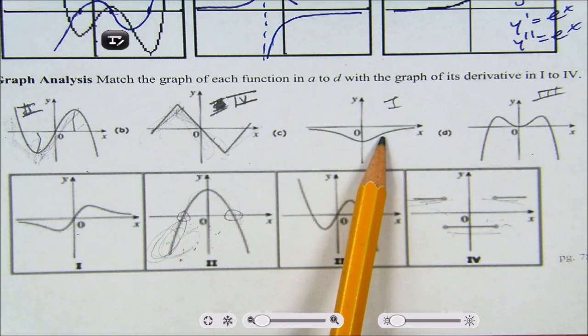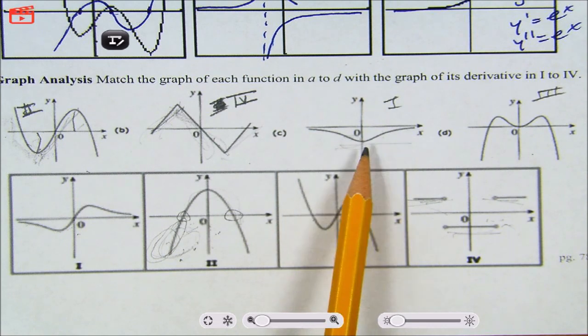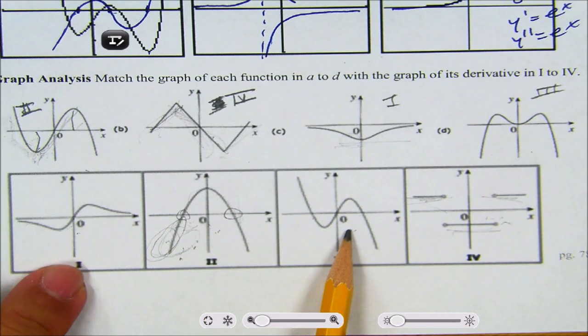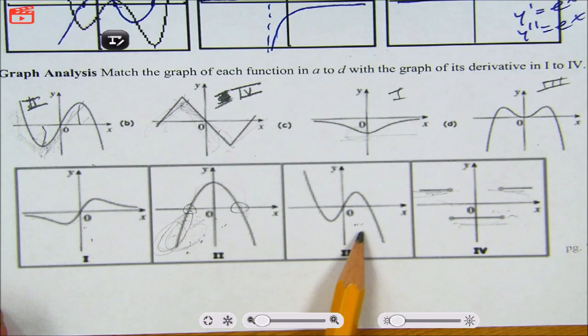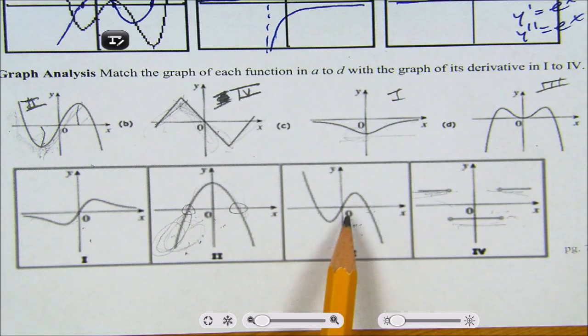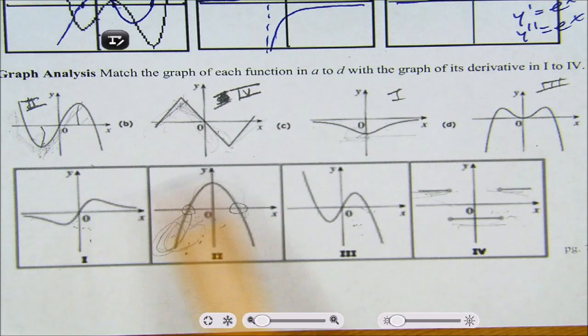This one, there's only one place where the tangent line is horizontal, and it's at x equals 0, and both of these have x equals 0, right? So choice 1 and choice 3 have a 0, but choice 3 has two other places, but this doesn't happen. It only happens in one place. So these two go together. 1 and choice C go together.